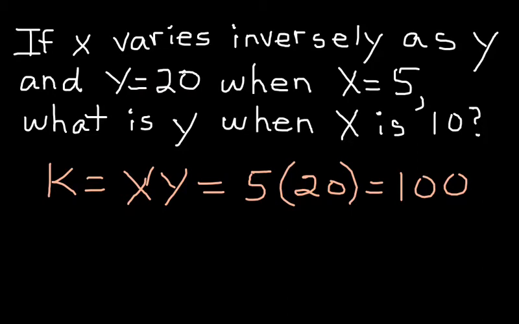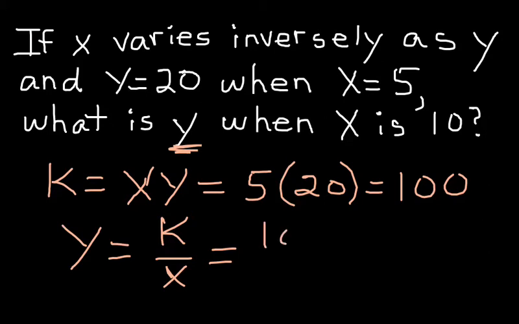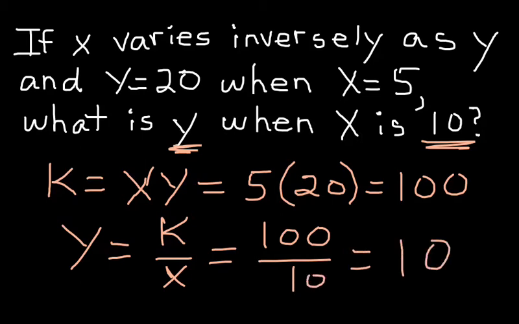Our problem didn't ask for k, it asked for y. But that allowed us to compute the k to use in our formula for y. y is equal to k divided by x, as we found a little bit earlier. Now we know that k is 100, and we're looking for y when our x is 10 this time, so 100 divided by 10 is equal to 10. Therefore, in this problem, whenever x is 10, then our y value will also be 10. Notice that 10 times 10 is 100, which is our constant product, or our constant of variation.